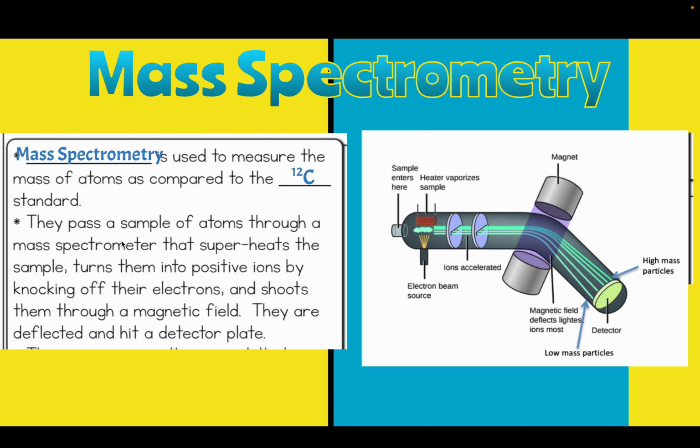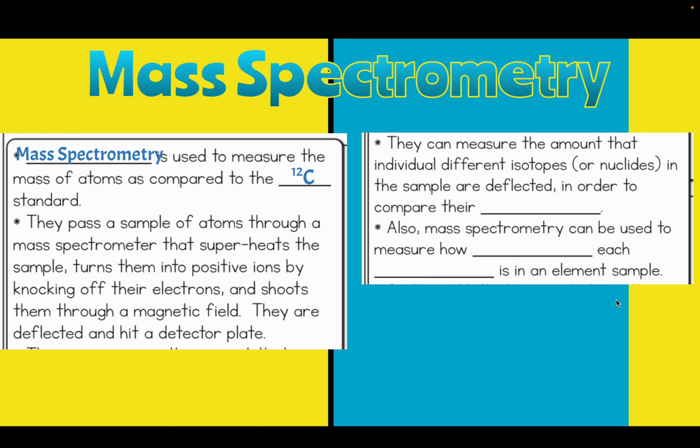So like I said, they pass a sample of atoms through the mass spectrometer. It superheats the sample, turns them into positive ions by removing some electrons, and shoots them through a magnetic field where they hit this detector plate. They can measure the amount of individual different isotopes, or nuclides, we can call them nuclides as well, in the sample that are deflected in order to compare their masses. So we can see the mass of every different isotope in the sample.